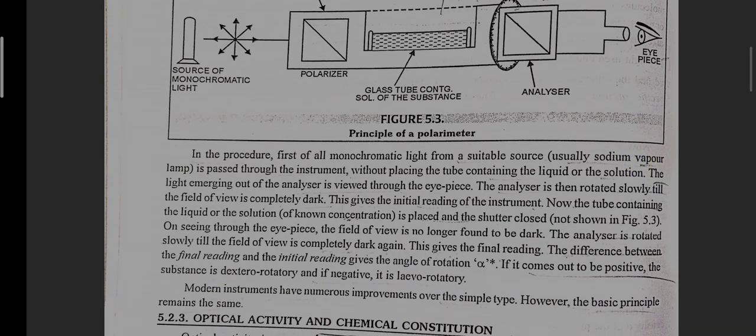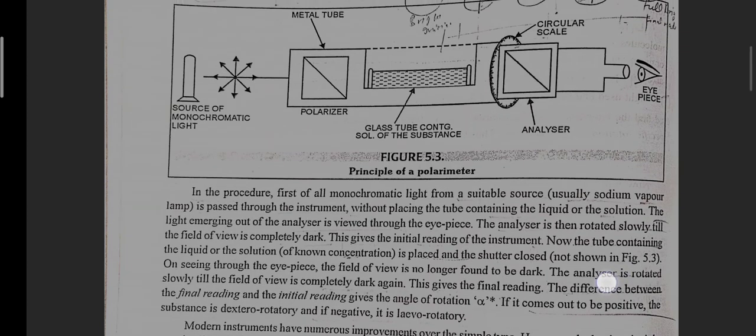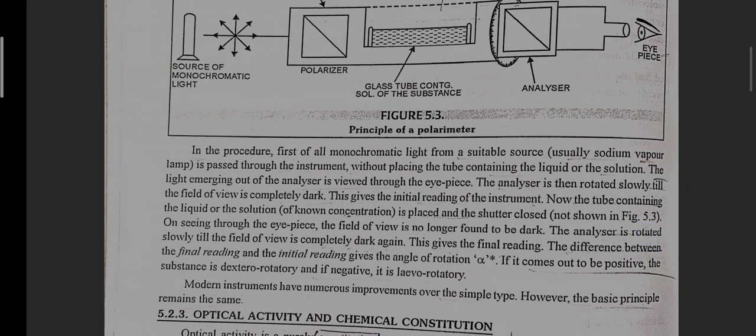In the procedure, first of all, monochromatic light from a suitable source is passed through the instrument without placing the tube containing the liquid or the solution. The light emerging out of the analyzer is viewed through the eyepiece. The analyzer is then rotated slowly till the field of view is completely dark. This gives the initial reading of the instrument.